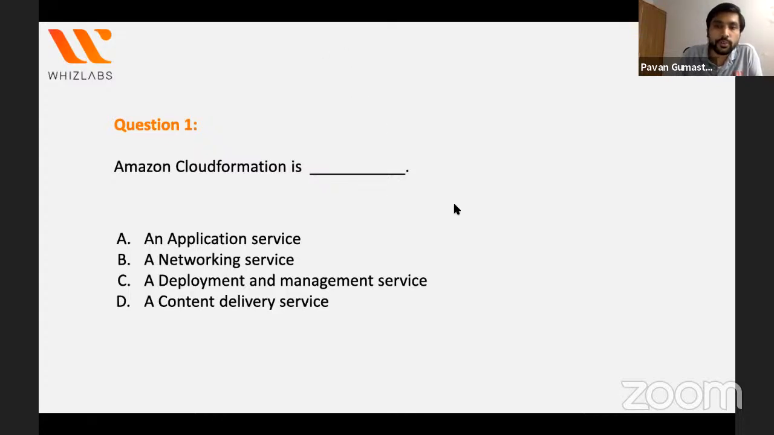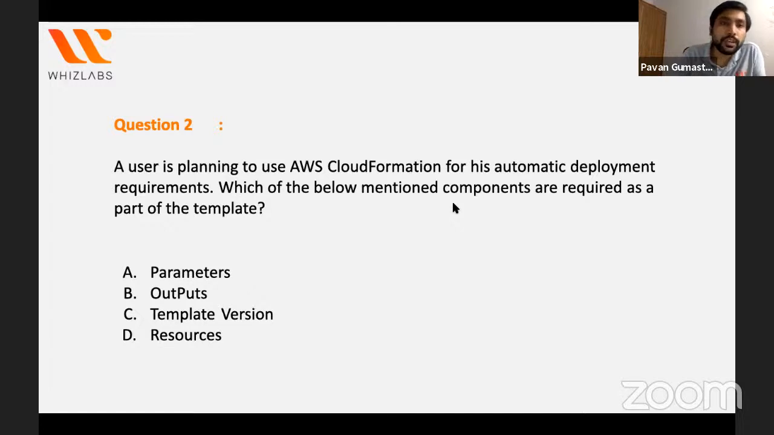Okay, if everybody has answered, let me move on to the next question. Question number 2. A user is planning to use CloudFormation for his automatic deployment requirements. Which of the below mentioned components are required as a part of the template? So here, the key thing you have to understand is which is a required part. A is parameters, B is outputs, C is template version, D is resources. Of all these 4, which one is a must, and which ones are not required, you have to eliminate.